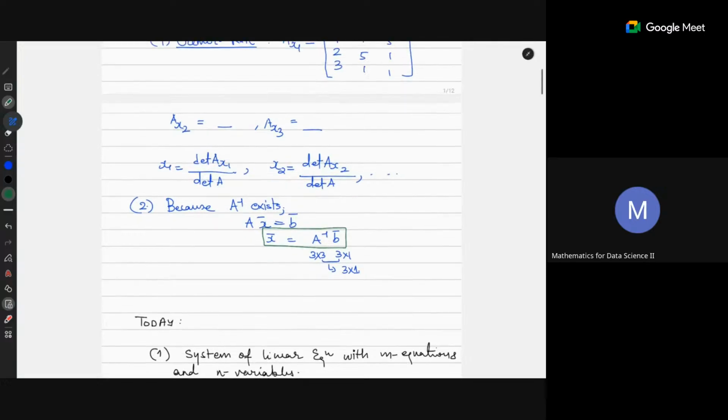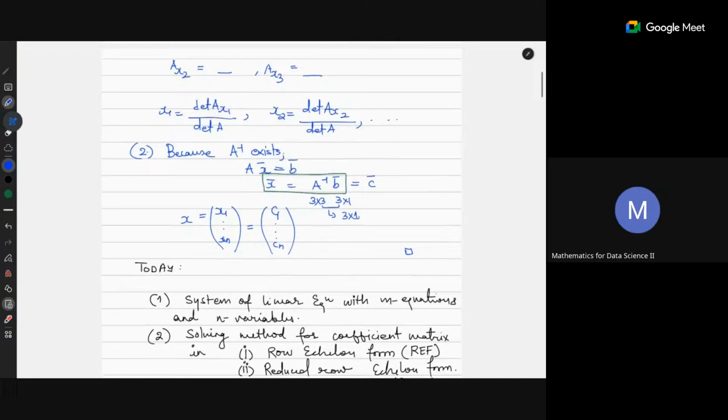So this is how we can get the x vector in particular. Suppose this will give you some vector c. So the x vector, which is x1 up to xn, is equal to some c vector, which is c1 up to cn. So this is how you will get a unique solution to this. All right, so this is what we discussed this Sunday.